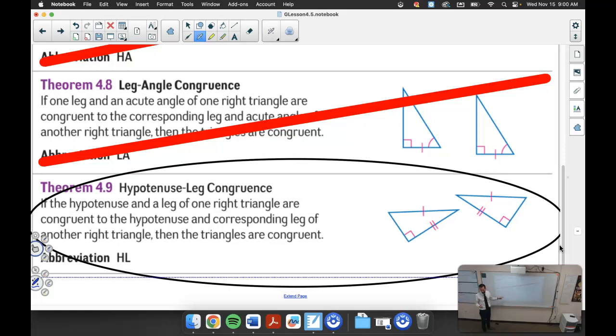Scalene means all the sides are different, right? So 3, 4, 5. Okay, so this is the one we're going to focus on.